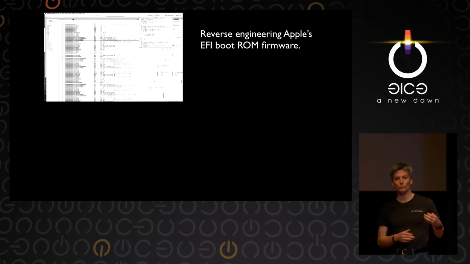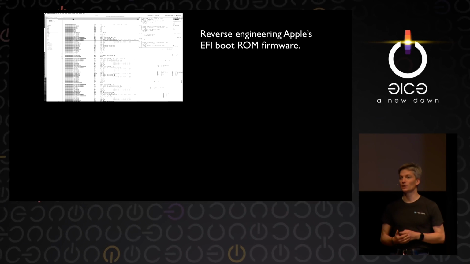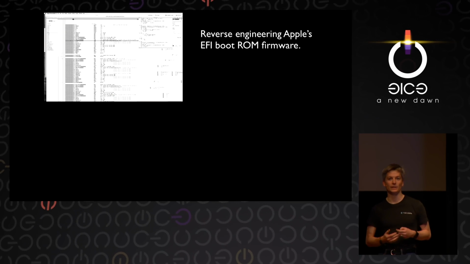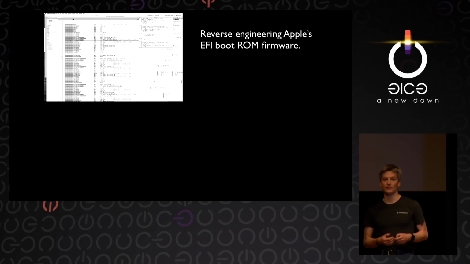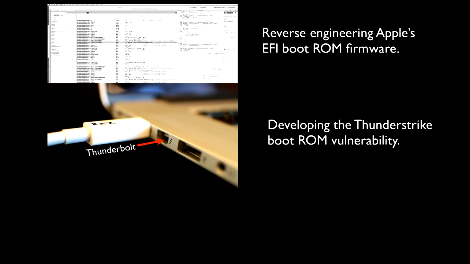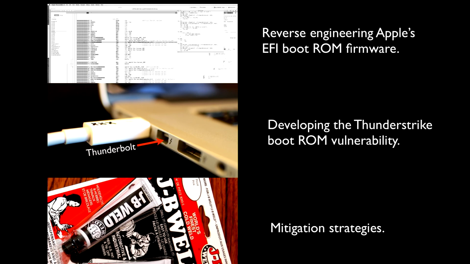The first half is going to be about the journey of reverse engineering the EFI boot ROM in the MacBook. The second half is going to be about developing the Thunderstrike vulnerability. And then the third half is going to be about mitigation strategies. What can we do to prevent it that hopefully are better than epoxying the ports shut?